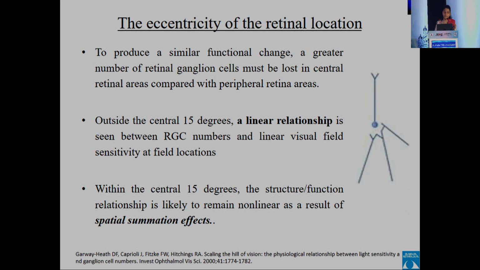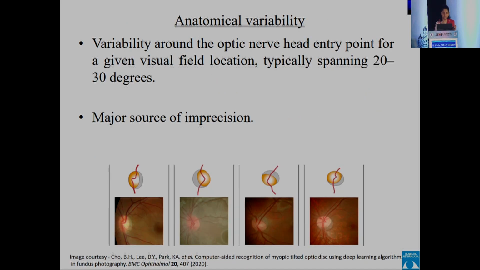Also, another reason why we have discordance in structure and function is the eccentricity of retinal location. To produce a similar functional change, a greater number of retinal ganglion cells must be lost in the central retinal area as compared to the peripheral areas. So in the central 15 degrees, the relationship is likely to remain non-linear because of the spatial summation effects. The axons of the retinal ganglion cells, they summate. But outside the central 15 degrees, a linear relationship is maintained. So this change of the location of eccentricity adds to the discordance.